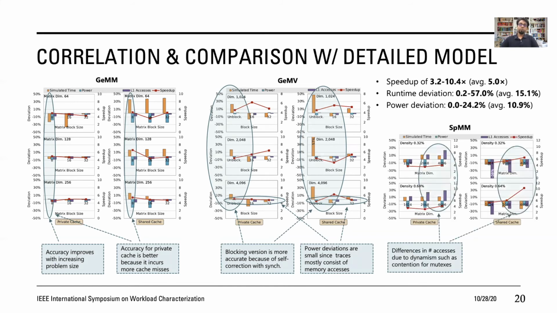For SPMM, there are two opposing trends. We see that the L1 access count deviation, it's overestimating the L1 accesses for private cache, and it's underestimating it for shared cache. While the HetSim version generates equal number of memory accesses in both hardware configurations, we observe that the detailed model generates far more traces in the shared cache case. This is due to dynamism in runtime variables such as scheduling and contention, which is not modeled in HetSim.